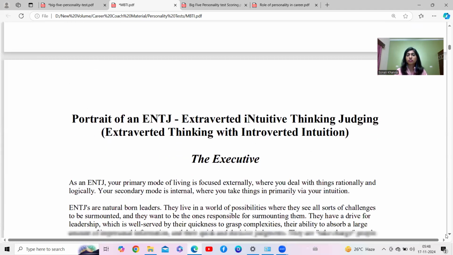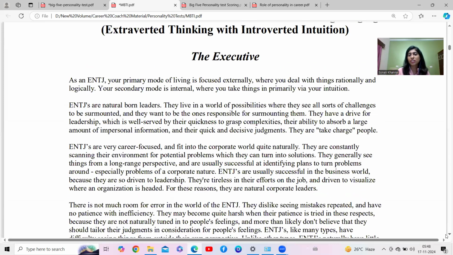This is for another combination. So all the 16 combinations have been elaborated here. You can read about it when you are deciding a career for them. So this is one aspect you can take. Very detailed and nicely, everything is written about each combination.